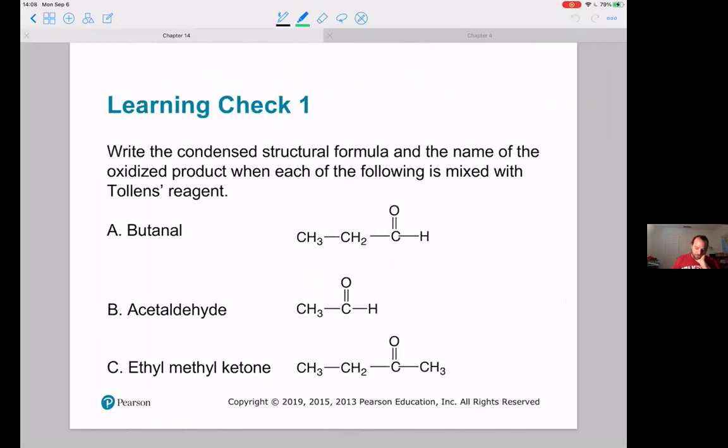Write the condensed structural formula and the name of the oxidized product when you mix each one of these with our Tollens reagent, right? So which one of these, what's going to be the product when we oxidize?